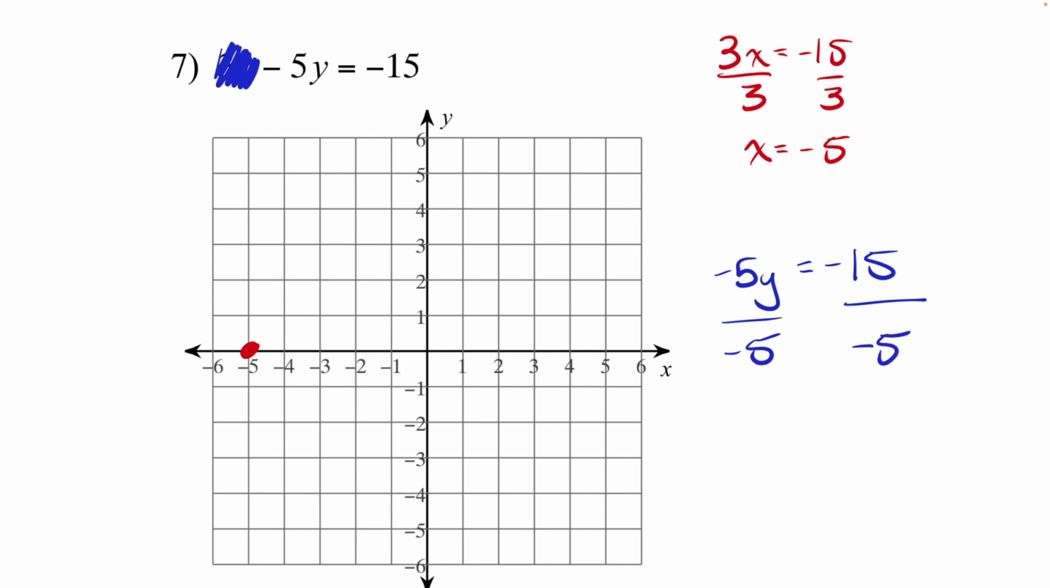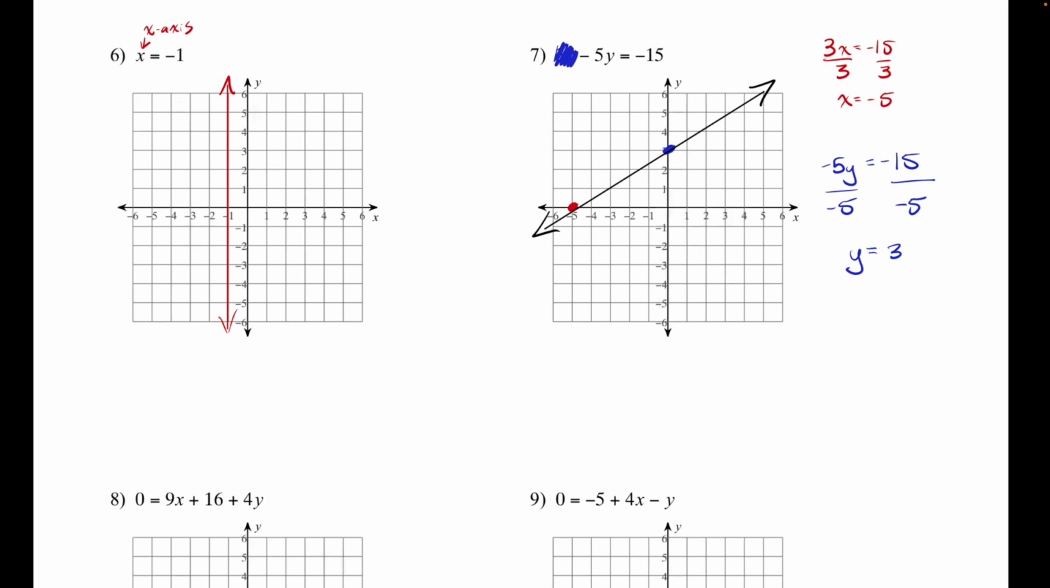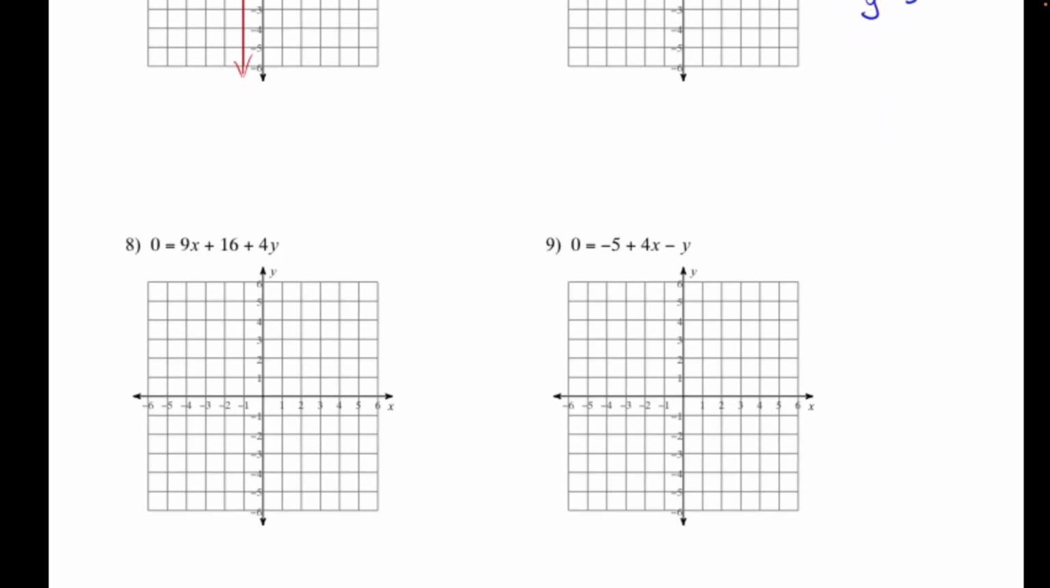And that will give me y is equal to a positive or a negative? It is positive. Yeah, positive what? There it is, +3. And I graph that y-intercept of +3. We got our points. Make your line. So I'm going to do my line in black. There we go. If there's questions, you can always pause me. I don't see any. All right.